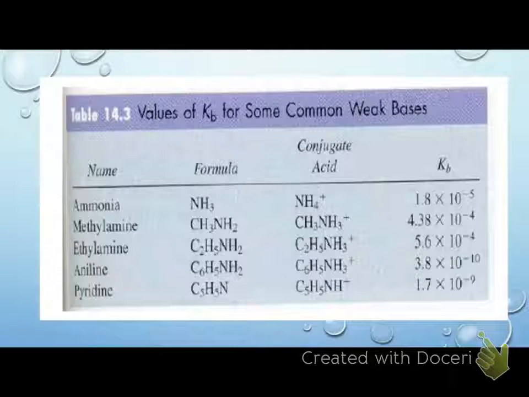Here are some common values, and ammonia is the one that shows up, and its Kb value is 1.8 times 10 to the negative 5. I just think it's weird that the two most common are 1.8 times 10 to the negative 5, Ka and Kb. It's just kind of funny. Okay?